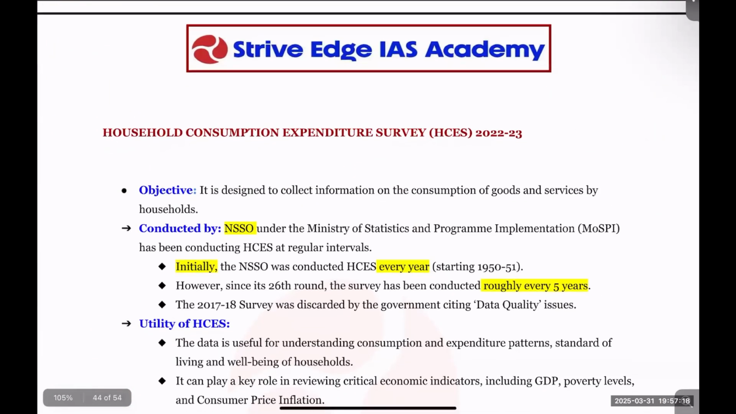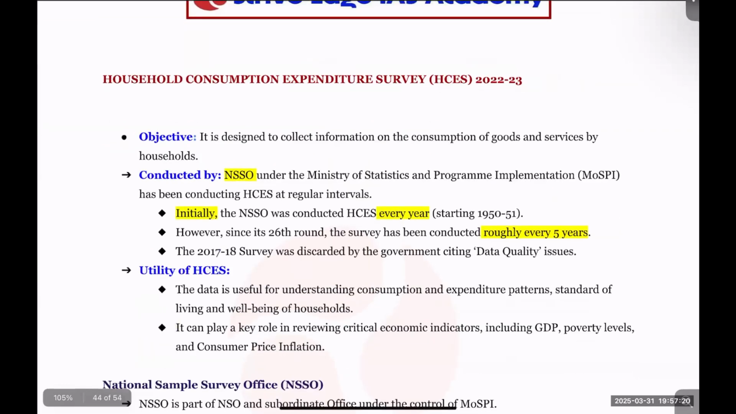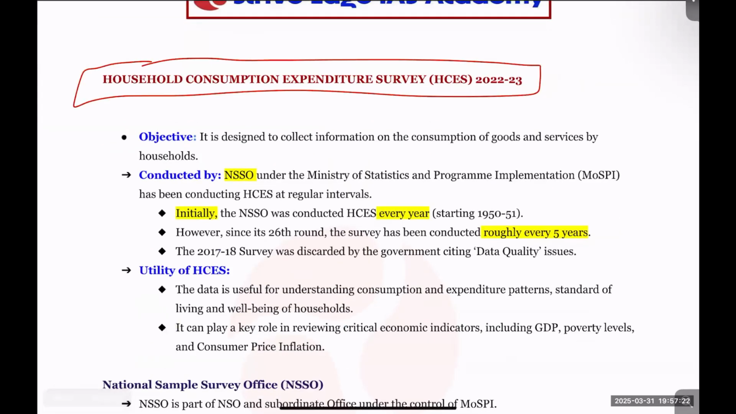Now, this topic is over. Now we will talk about the next topic, that is the household consumption expenditure survey 2022-2023. That was released, right? So what's the objective of this household consumption survey? It collects information on the consumption of goods and services by the households of the country, or of Indians, right? So why is this information needed?